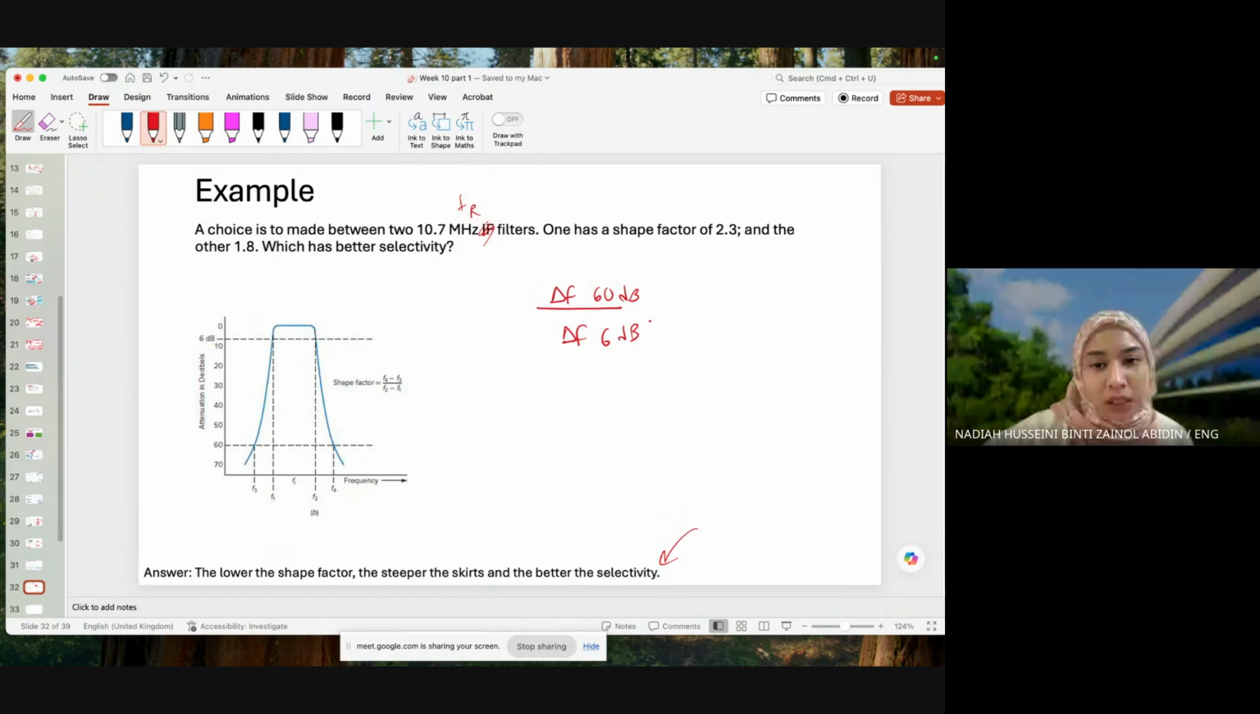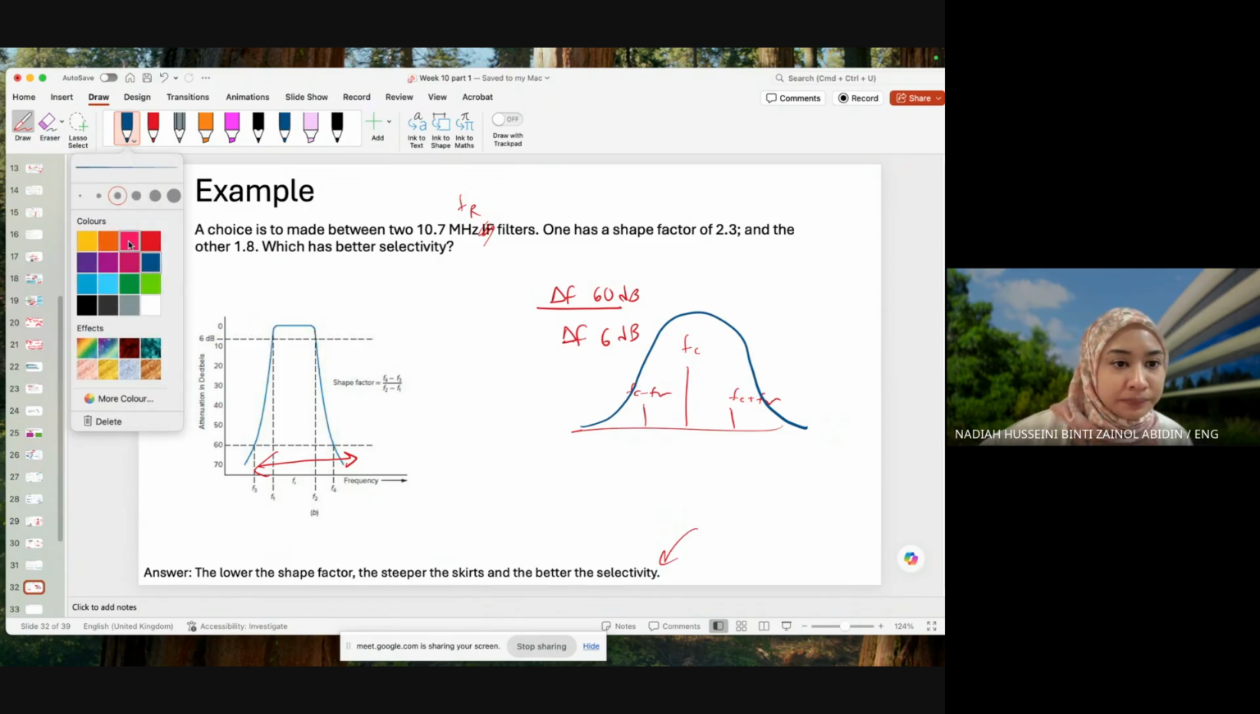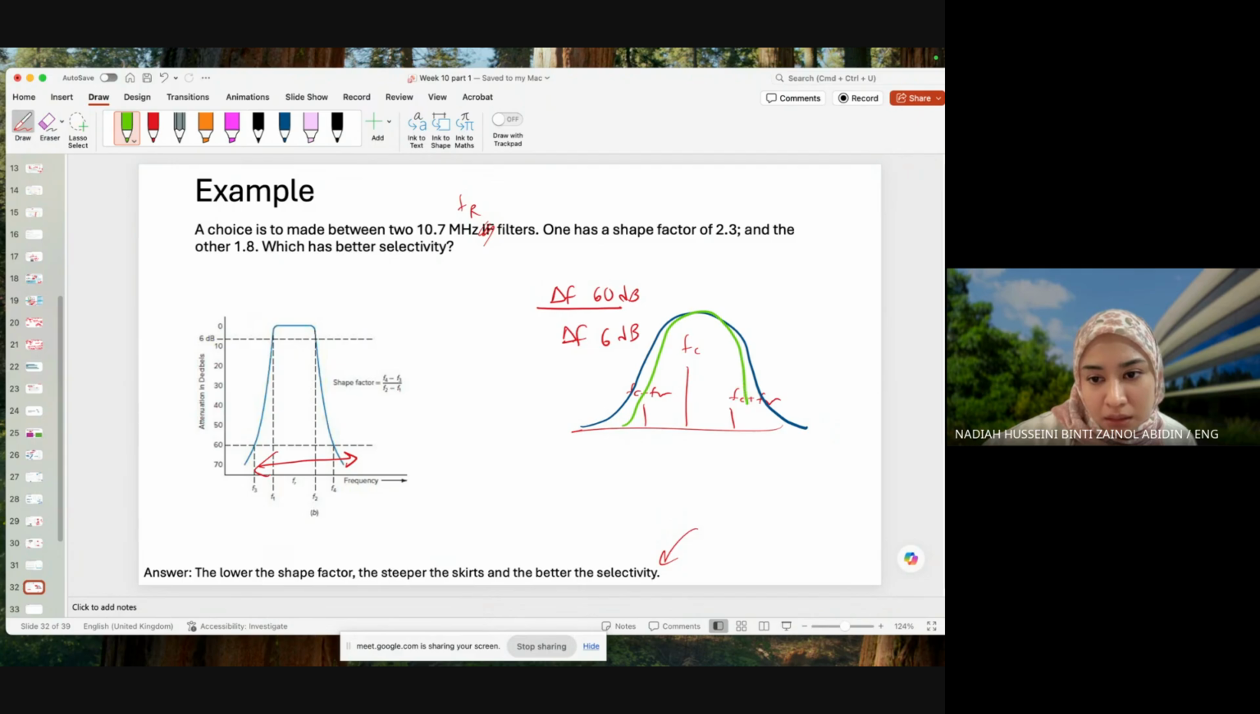So let's observe this skirt. A bigger skirt means that it is less selective. Why? Because let's assume this is our signal and this is what I'm trying to capture. This is FC plus FM, FC minus FM, our typical AM signal. And my filter looks like this. This is my first filter. And then I have a second filter. Let's do this in green. It looks like this. Which one is better?